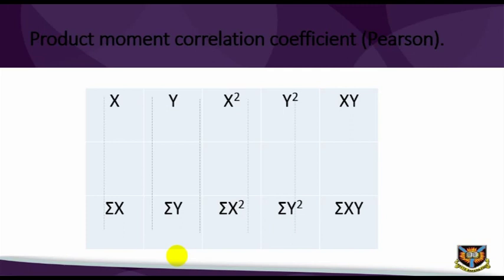Summation y is equal to 40. Summation x squared is equal to 524. Summation y squared is equal to 256. Summation xy is equal to 364. Also note that n is equal to 8 because there are 8 observations. Step 3. Now apply formula 10.1 to calculate r.